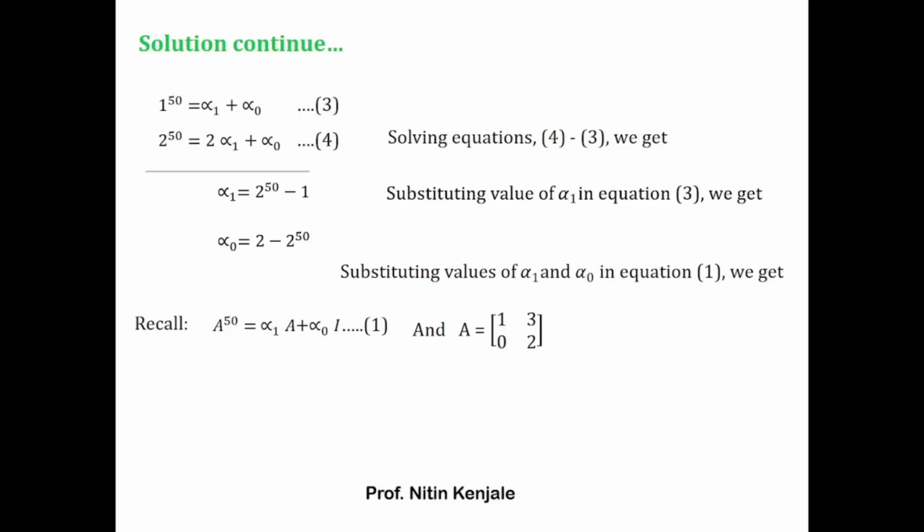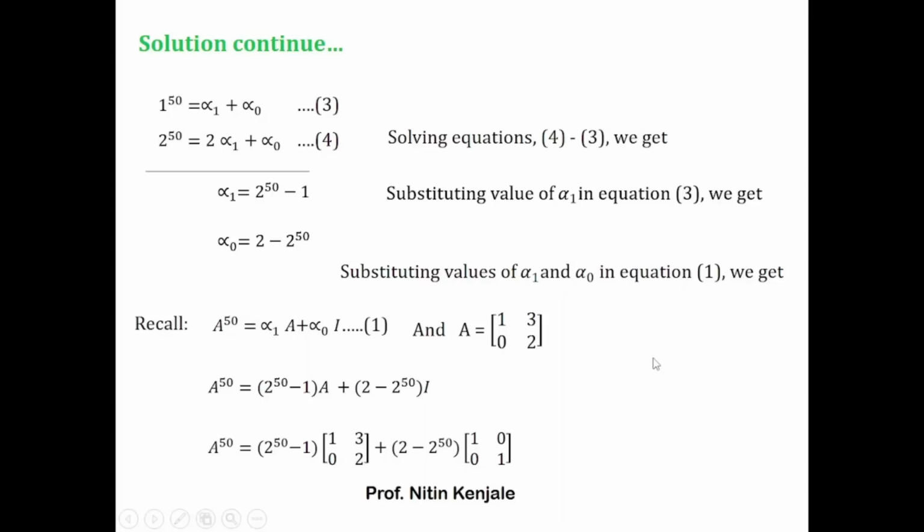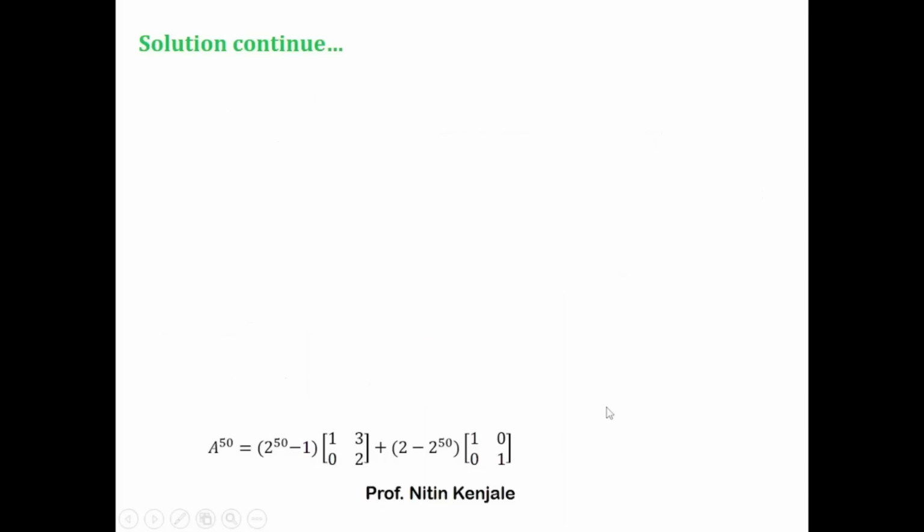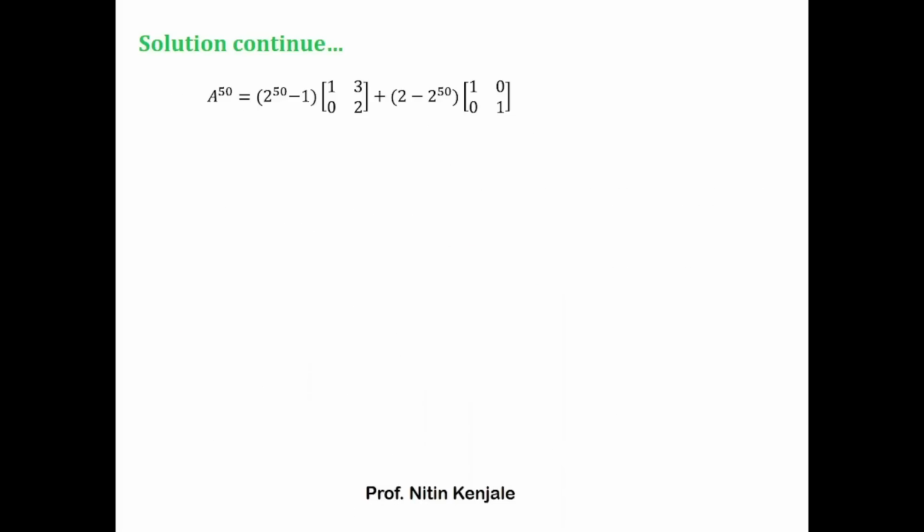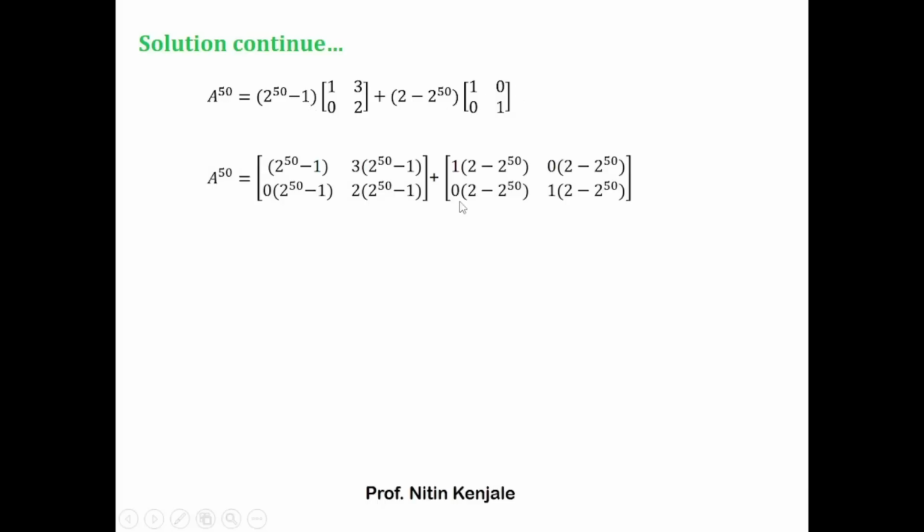Let me recall, equation 1 was A raised to 50 is equal to alpha 1 A plus alpha naught I, where A is the matrix 1, 3, 0, 2. Now simultaneously we will substitute values of alpha 1, alpha naught, matrix A and identity. So we get this. Carry forwarding this equation on my next slide, now we simplify this right hand side. We will multiply this matrix by 2 raised to 50 minus 1 and this identity matrix by 2 minus 2 raised to 50 to get this.